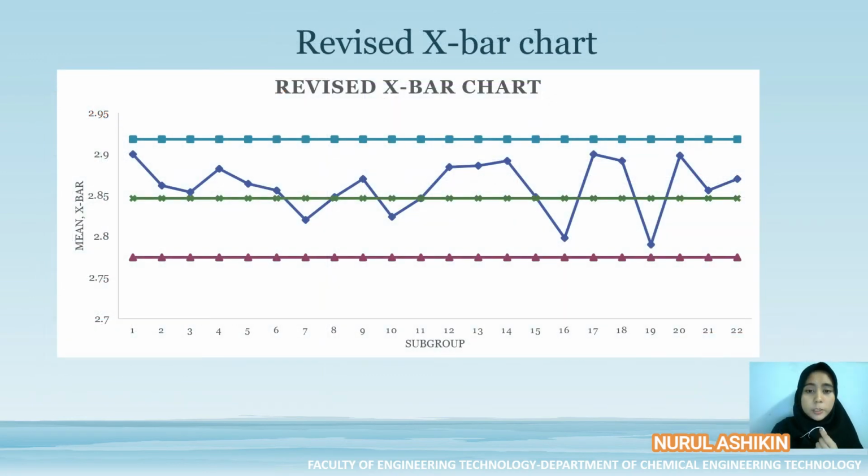After that, based on the lower control limit value, we plot the revised X bar chart. As we can see from the new control limit chart, all the points are between the upper and lower control limit.